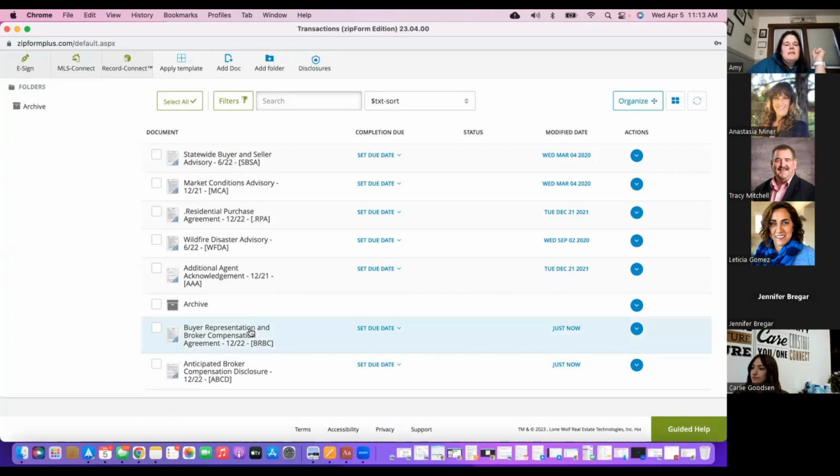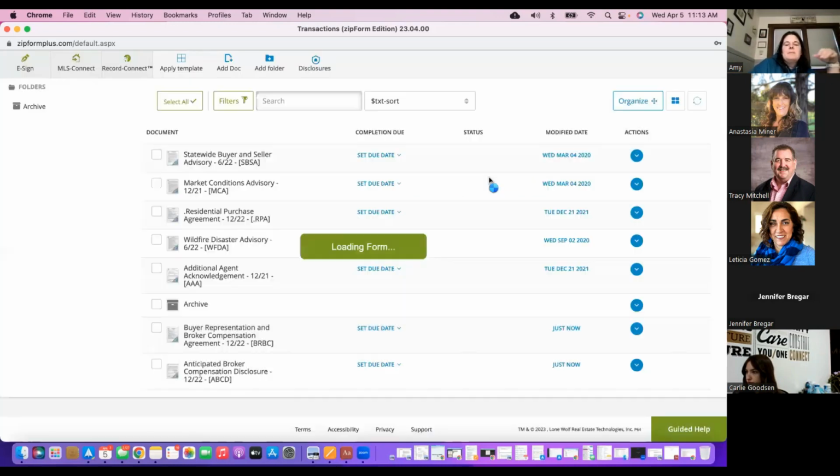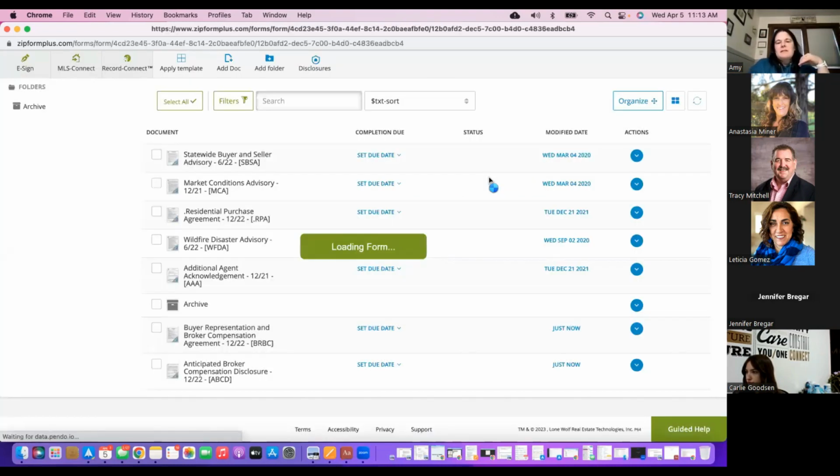We're going to double click on that buyer representation and broker compensation form. You're going to have the option between the Forms Editor Classic and the new form editor. I really like the new form editor, although it's got a couple glitches in it that they're working on. If you open up the Forms Editor Classic, you can edit one form at a time. You open it up, you mess with that form, you close it down, you go back into the next form. With the new form editor, you can edit multiple forms at the same time. So that's the one I usually select.